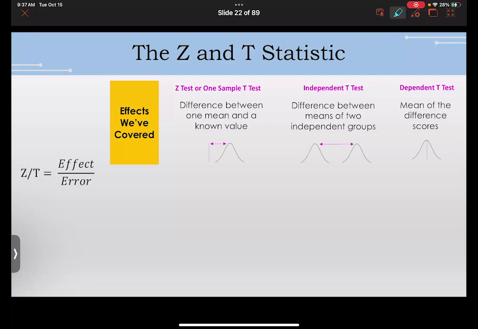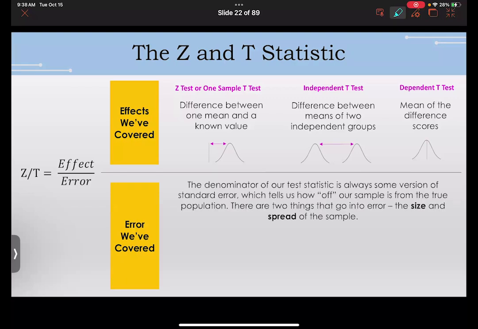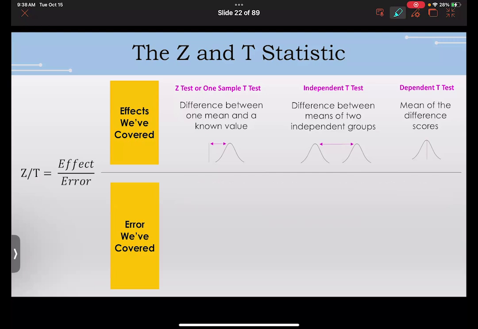So now let's talk about the denominator. It's a little scary. Error we've covered. Guess what? We've actually only covered one type in the denominator. What is it? It's just standard error. So the denominator of our test statistic is always some version of standard error. Standard error tells us how off our sample is. And we just talked about it. What are the two things that go into standard error? Standard deviation and sample size.